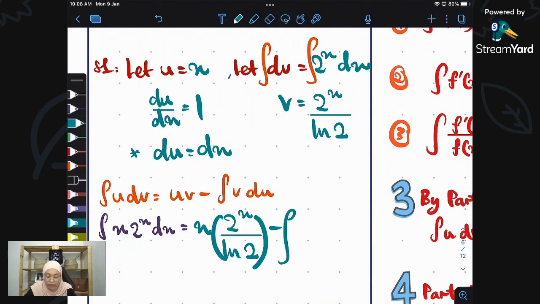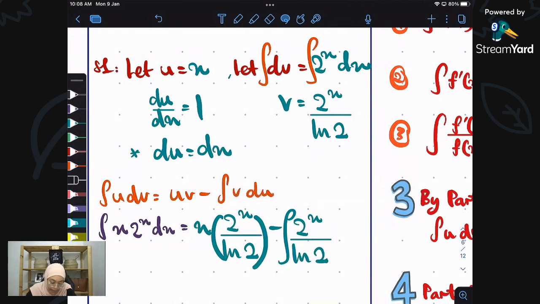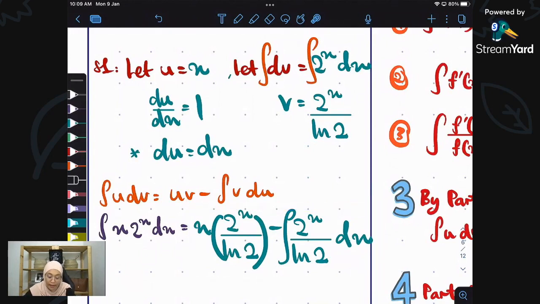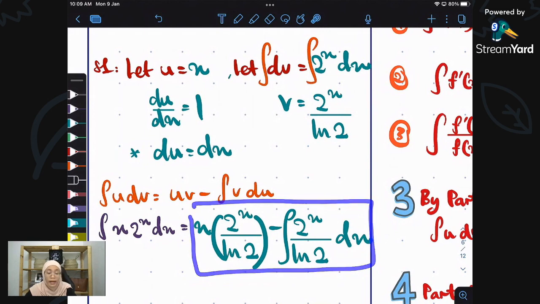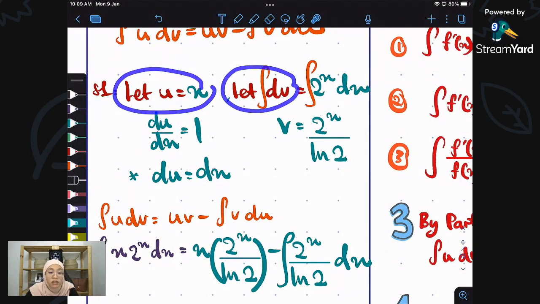Then minus with integrate the v. Put the v here inside of the integration. And then end it. Tutupkan dia dengan du. Your du right now here is dx. So put dx over here. Tutupkan dia dengan dx. Okay, what I did here, now I managed to get everything perfectly fine. Everything is in terms of x. Okay, untuk by parts, everything is in terms of x. Tapi dengan syarat apa? Dengan syarat you mesti let u and let the dv correctly.